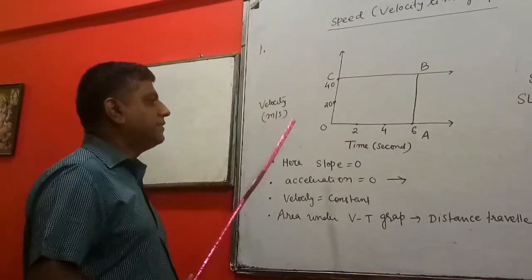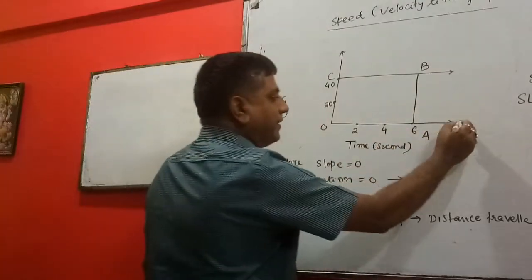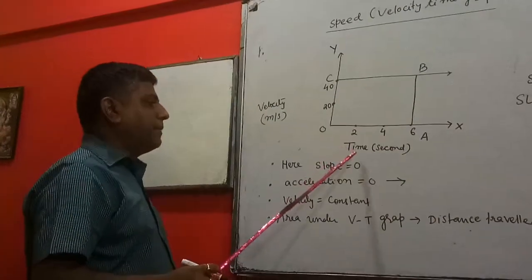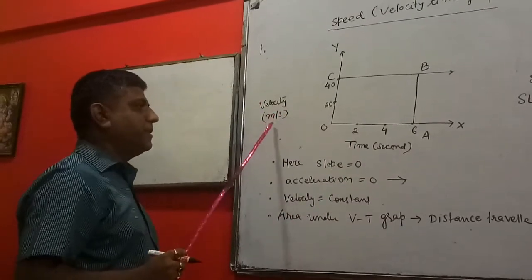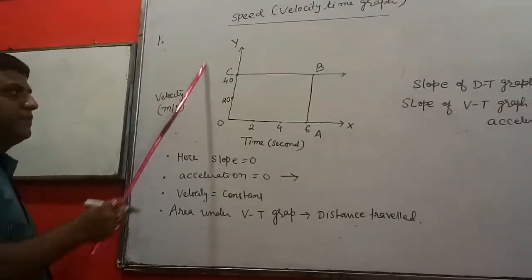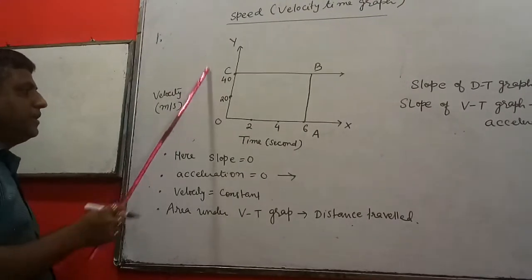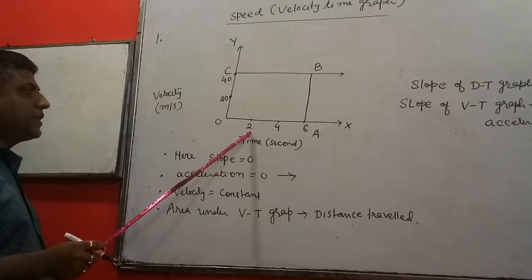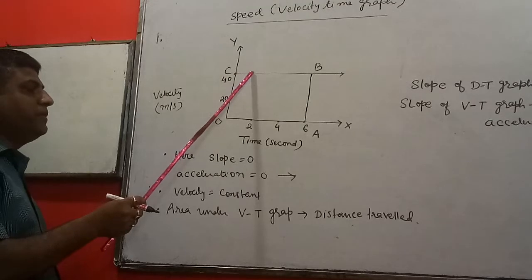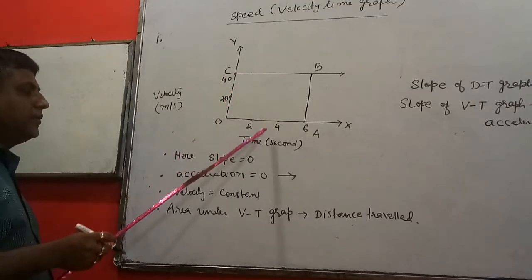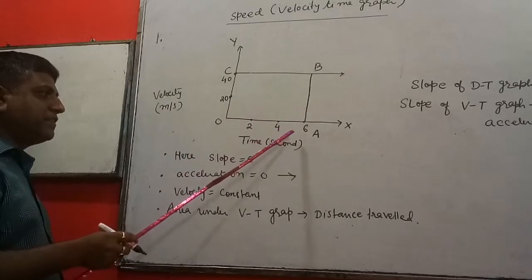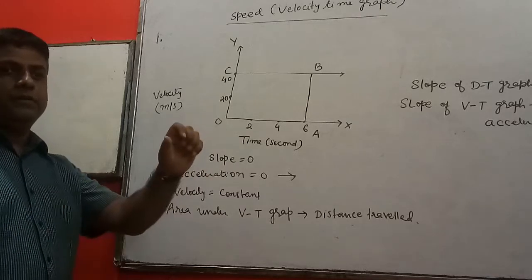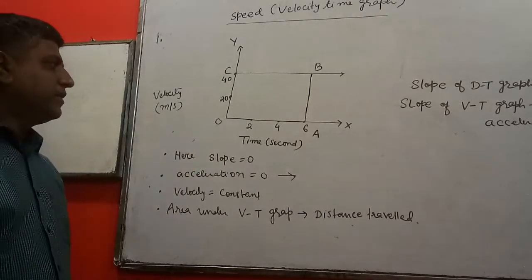Now here you see same thing as previous class. This is the x-axis, this one is the y-axis. Time in seconds and velocity in meters per second. This axis is speed and this axis is for time. Now you see in 2 seconds speed is 40 meters per second. In 4 seconds speed is 40 meters per second. In 6 seconds speed is 40 meters per second. Means your speed is constantly 40 meters per second, not changing, isn't it?